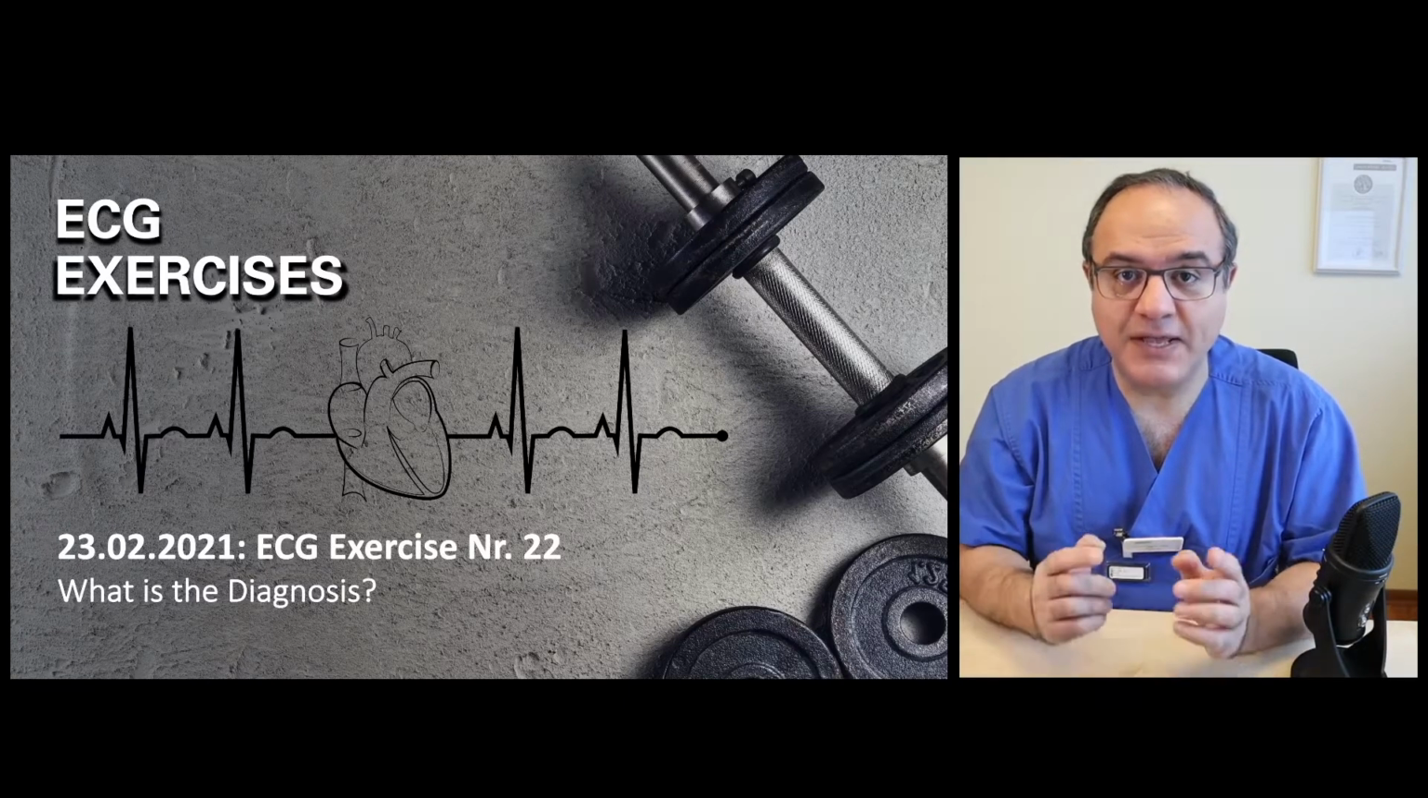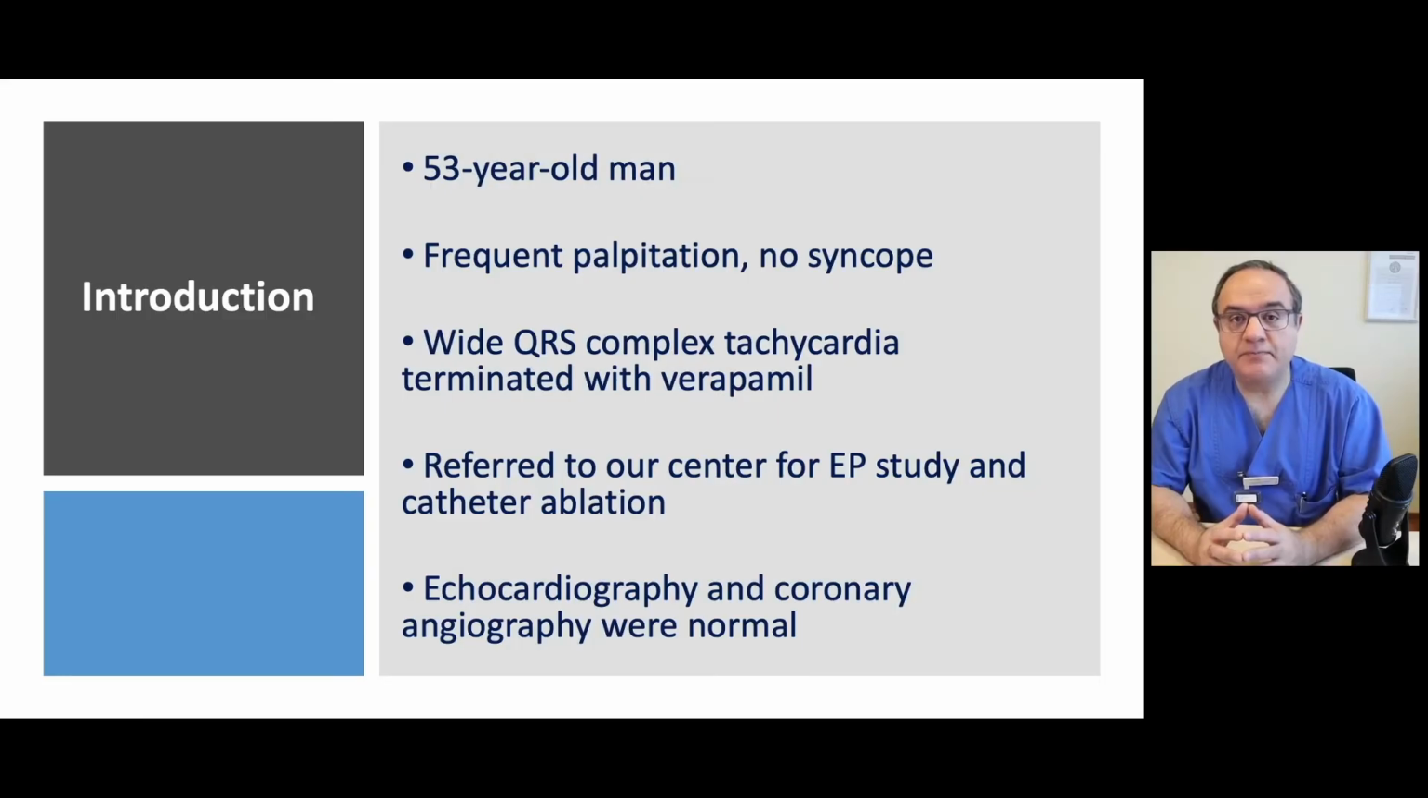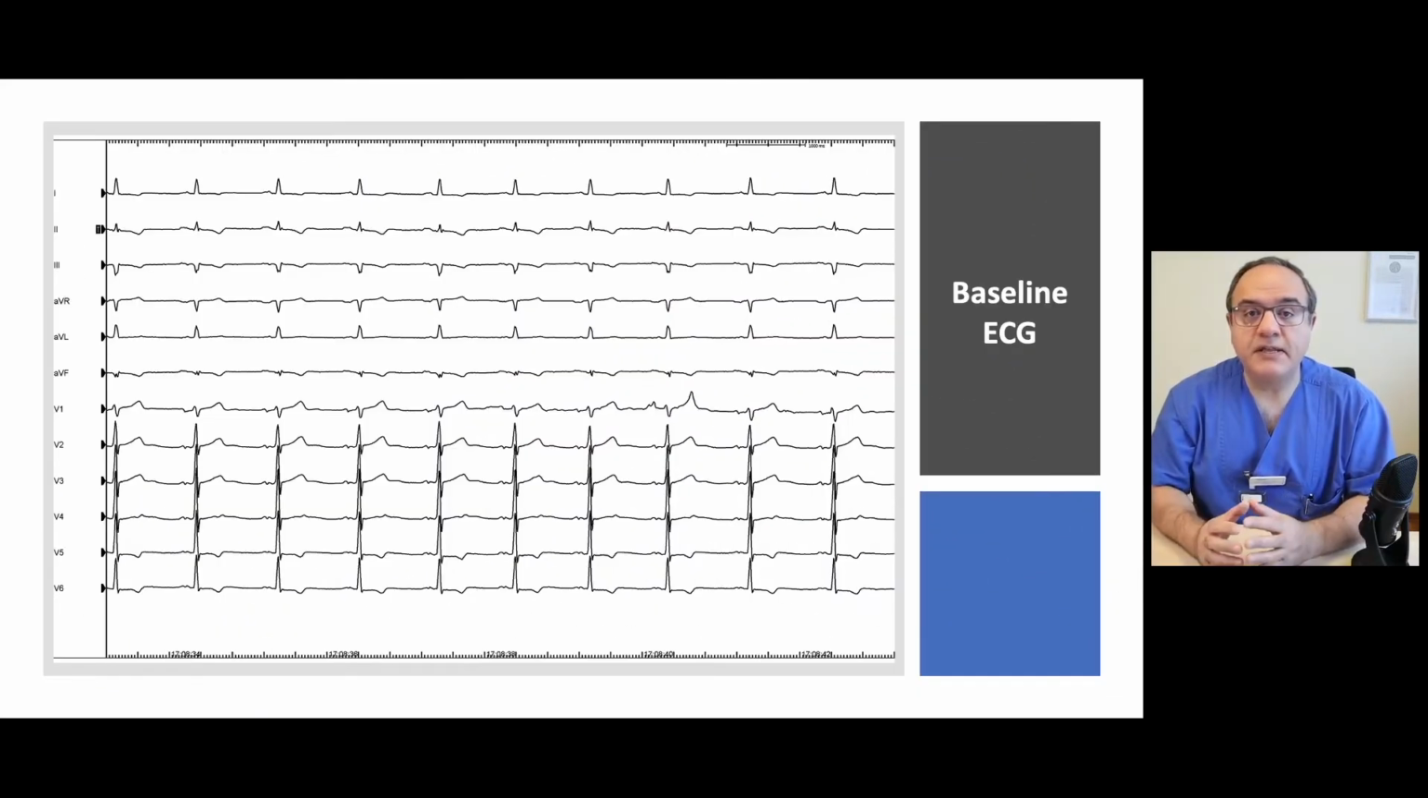Now let's go together to the ECG of the week. So our patient is a 53-year-old man with frequent history of palpitation, with no syncope or presyncope. The patient went to another center in the emergency department. They documented a wide QRS complex tachycardia. The tachycardia was terminated reportedly with verapamil. They made the diagnosis of verapamil sensitive VT, idiopathic VT, and then they referred the patient to our center for catheter ablation.